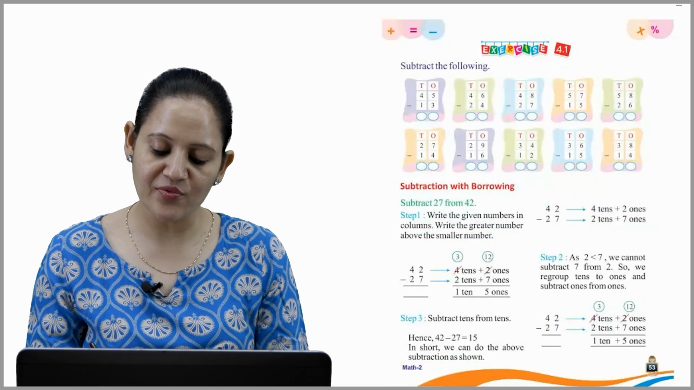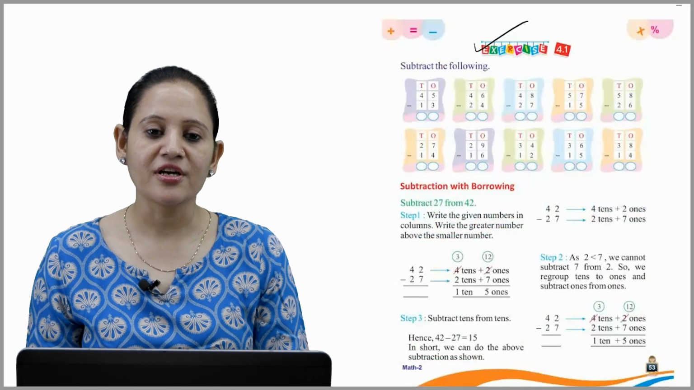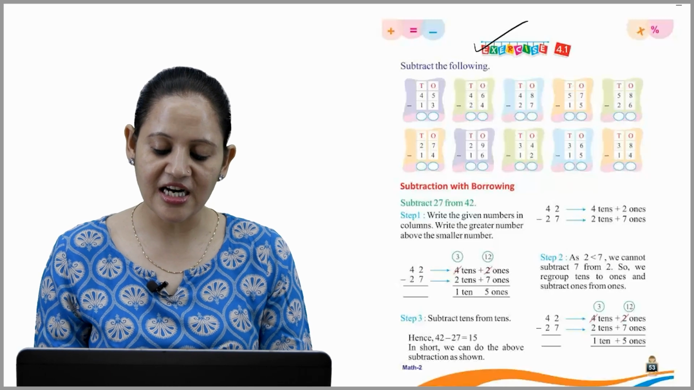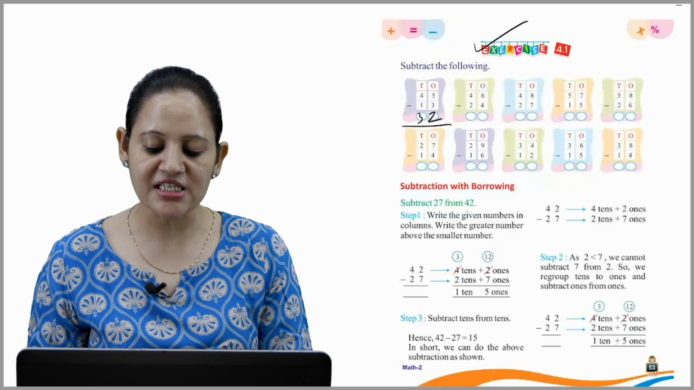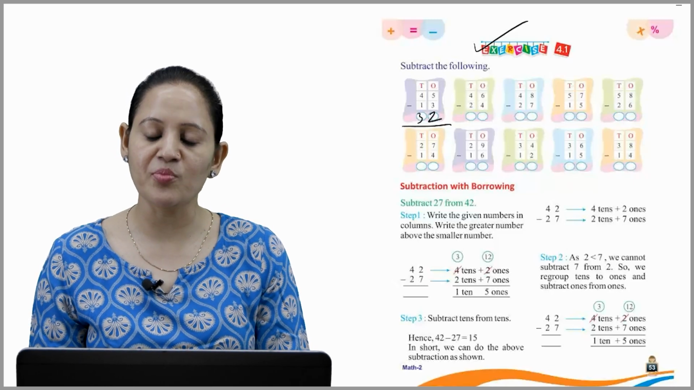Next is exercise 4.1. Subtract the following. 45 minus 30. Start from the ones. 5 minus 3, that is 2. 4 minus 1, that is 3. So difference is 32. Next is subtraction with borrowing.